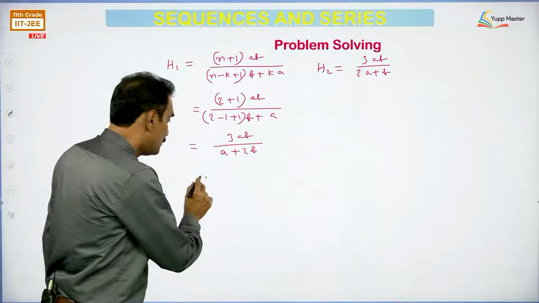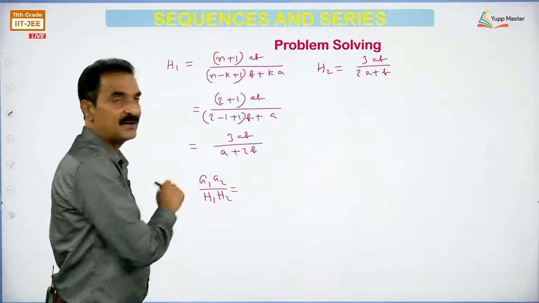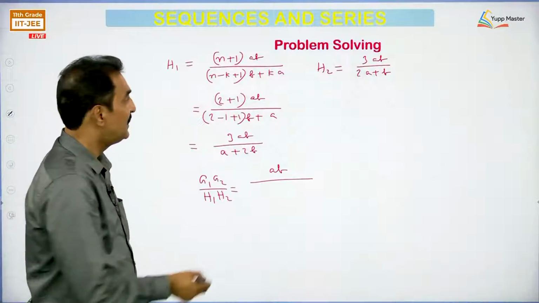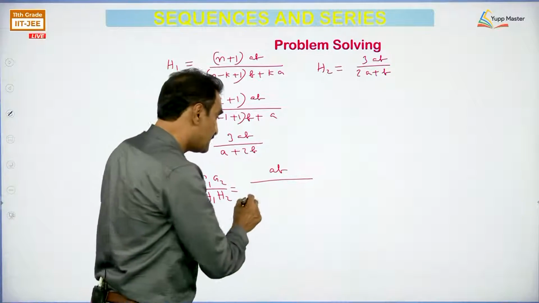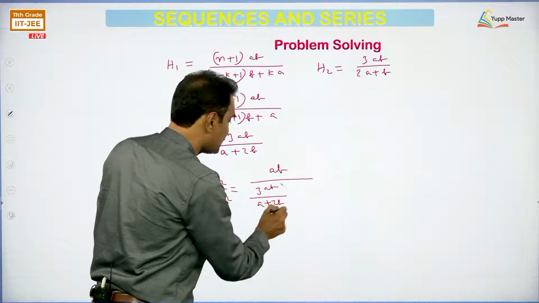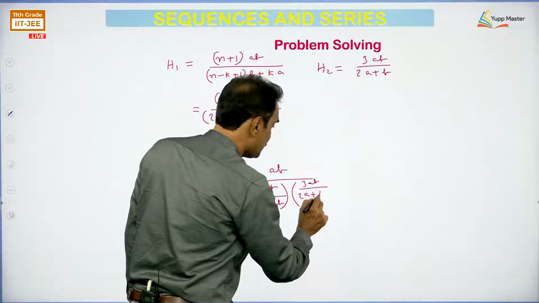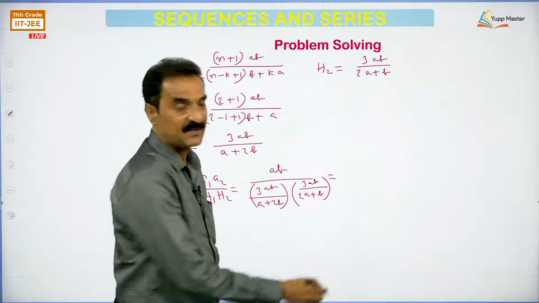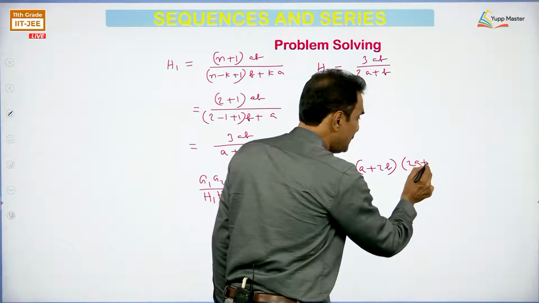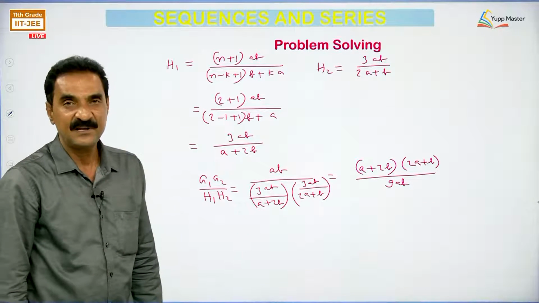Now you want G1 G2 by H1 H2. Already you have G1 G2 as AB. Already we have calculated H1 and H2. Substitute H1, 3AB by A plus 2B, into 3AB by 2A plus B. Then simplifying it, you will get the required answer, (A plus 2B) into (2A plus B) by 9AB. Hence, it is completely proved.